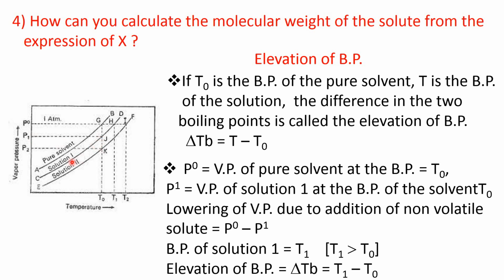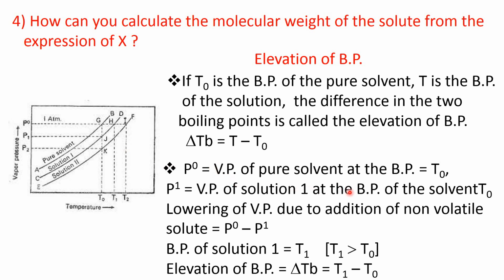Then the lowering of vapor pressure will be P0 minus P1. This first solution you have to heat more, so that more vapor forms and the vapor pressure becomes equal to atmospheric pressure P0. At temperature T1, its vapor pressure becomes equal to P0, or 1 atmosphere. That means T1 is the boiling point of the first solution, and T1 is greater than T0. So the elevation of boiling point is T1 minus T0, and the lowering of vapor pressure of the first solution, as I already told you, is P0 minus P1.